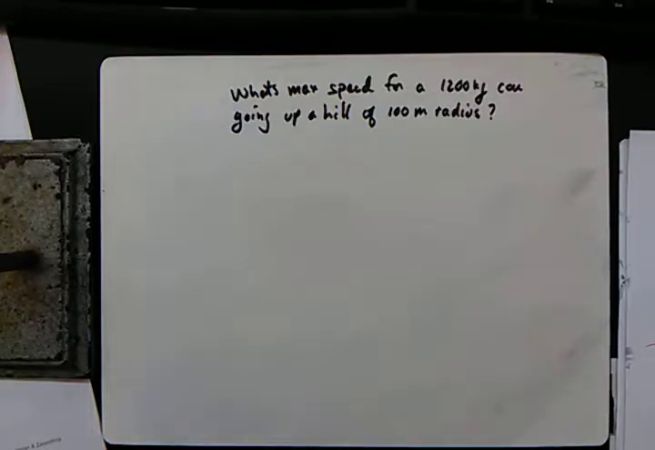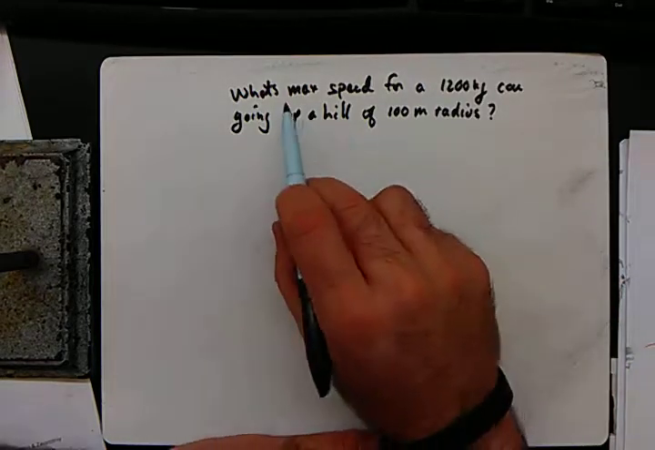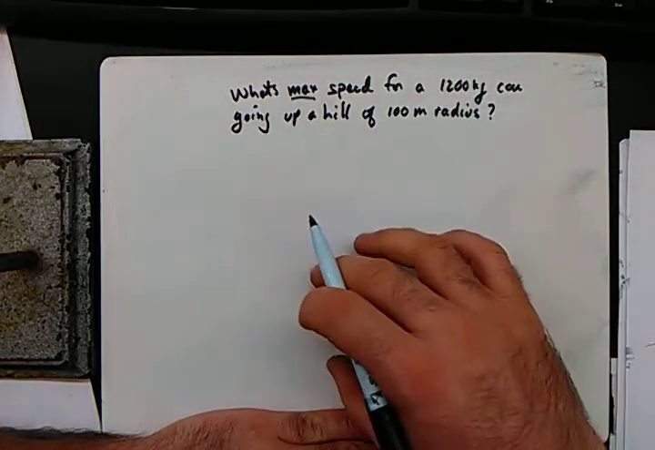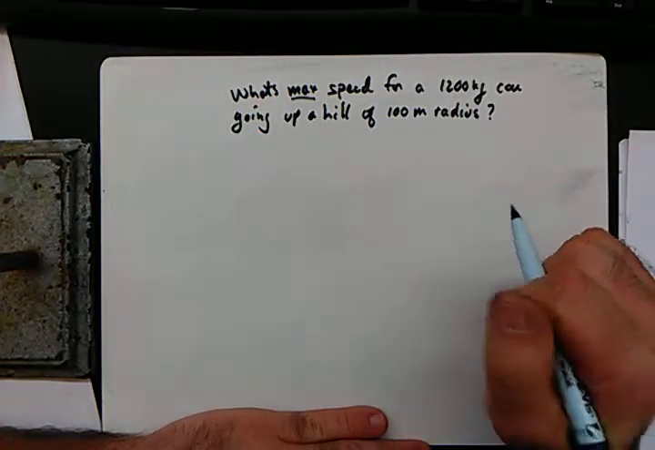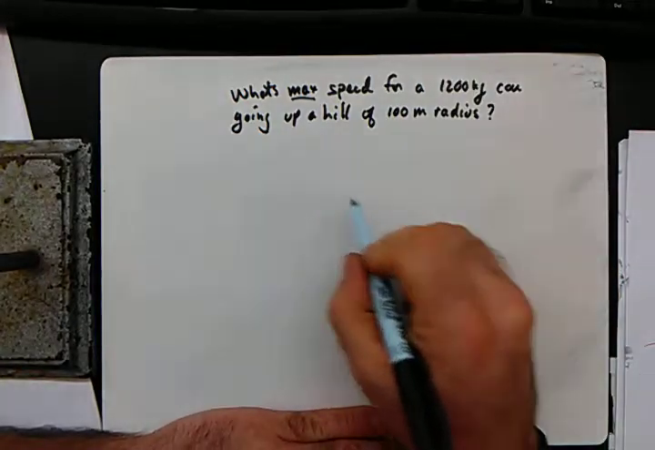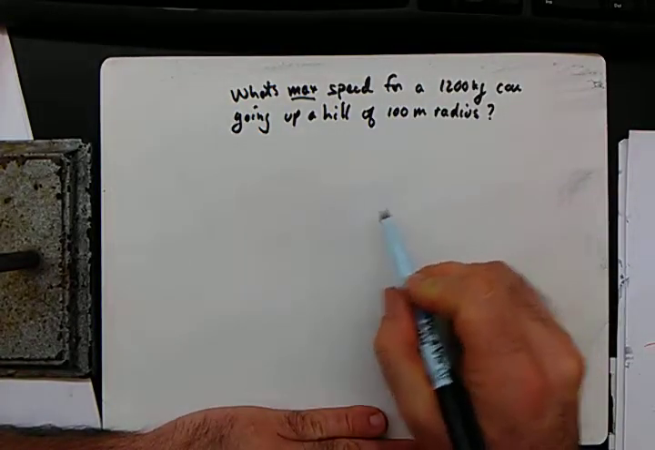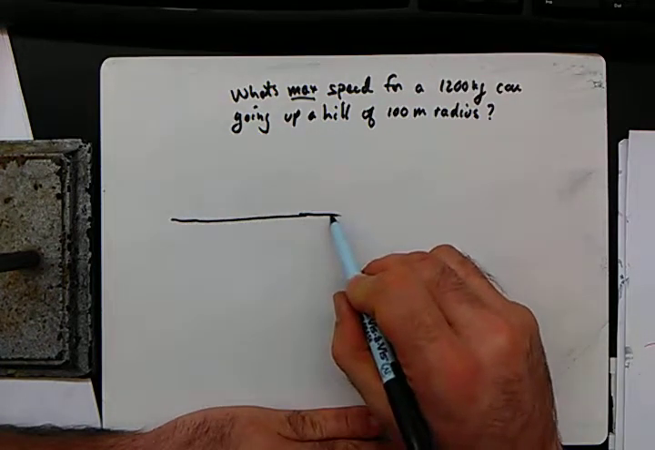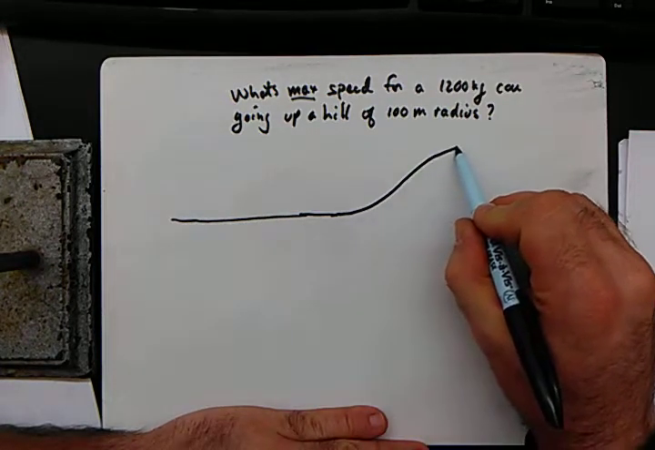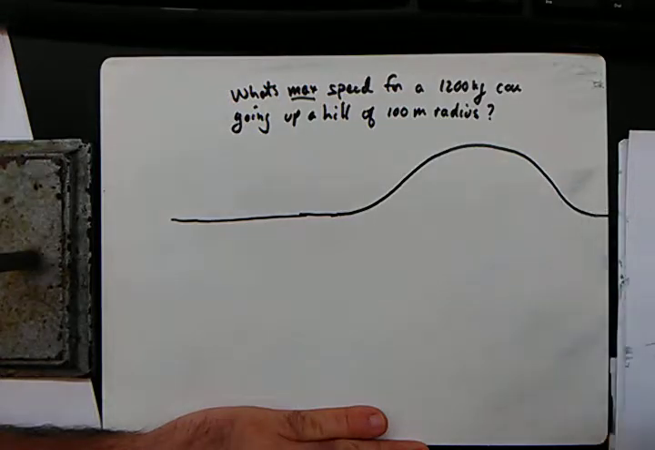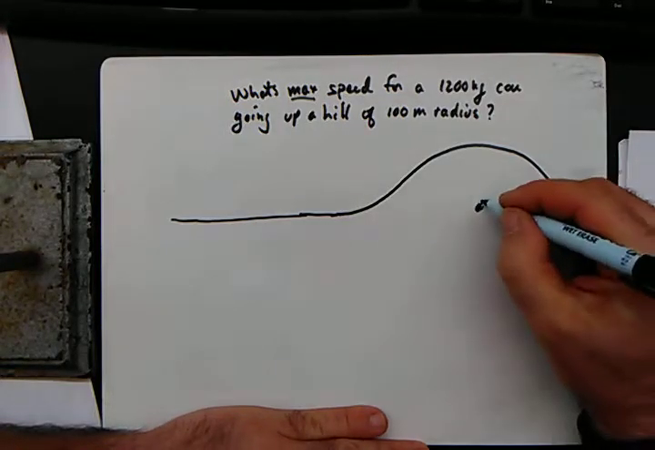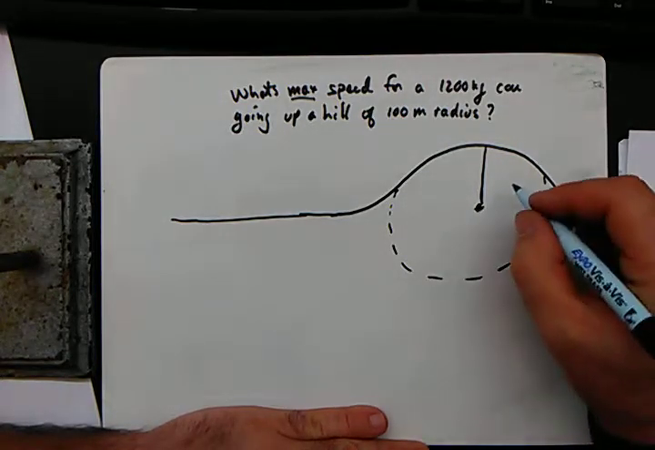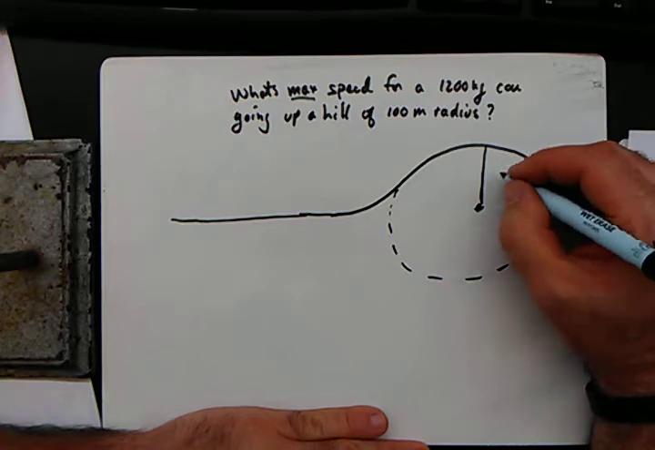Yeah, this is a fun one because we get to figure out the max speed for a car to actually lift off of a hill. So here we go. We've got a straight surface here, we've got a hill, whoop, and then down. So again, it gives us a radius. If we were to draw a circle here, the radius is 100 meters.